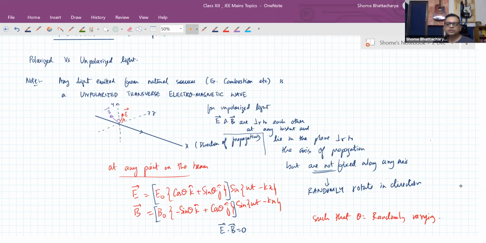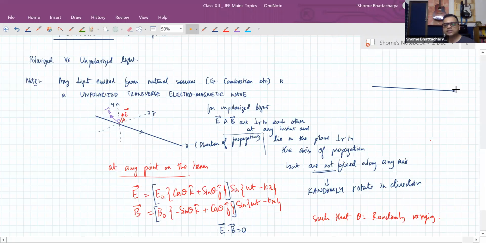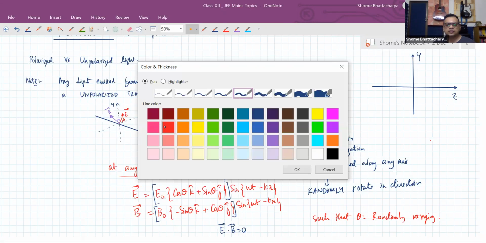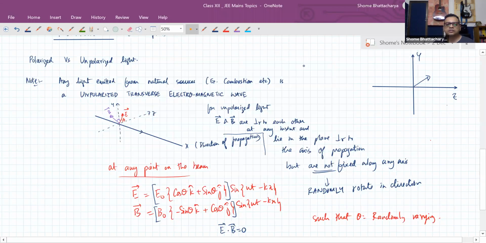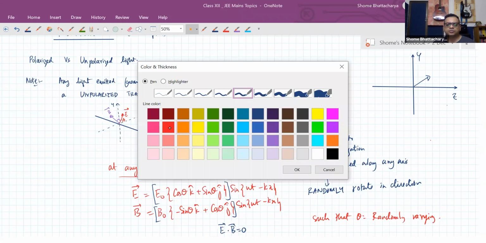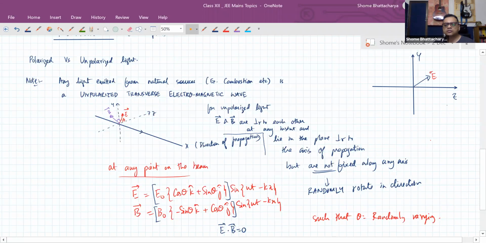Another way to understand it is that if you are looking into this beam of light coming straight towards you, let's say you're looking into the YZ plane, so the x-axis is pointing towards you, then at any point of time the electric field will show up at one moment as a vector like this. Next moment it would have shifted direction, next moment it would have shifted direction again. So it will be anywhere in this plane.